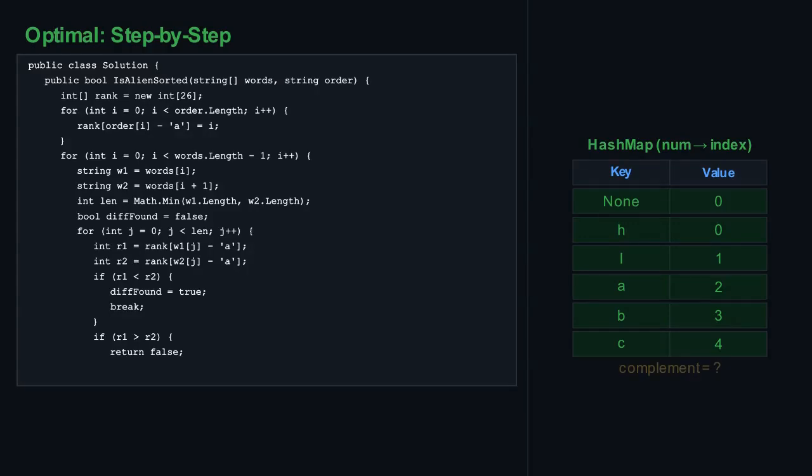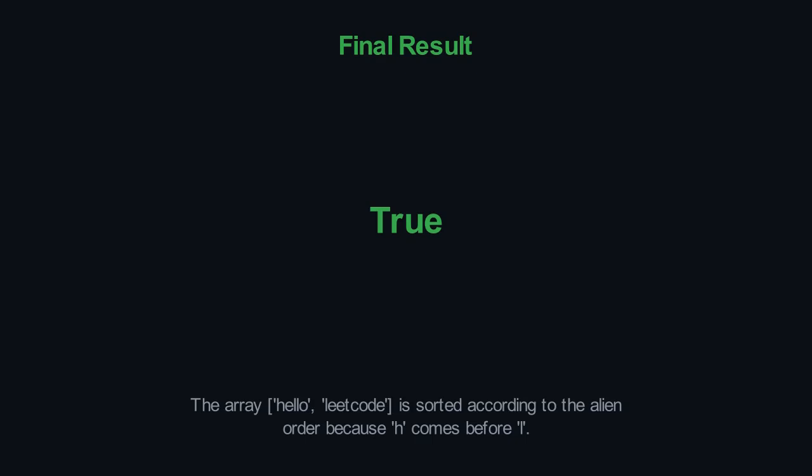Since we found a difference and it was in the correct order, we move to the next pair if there were any. Here, there are no more pairs, so we've confirmed the entire array is sorted. If, for example, H and H were compared, we'd move to the next characters E and E, then L and E. If L had rank 1 and E had rank 4, then L is less than E, so the order is correct. If L had rank 4 and E had rank 1, it's incorrect. For the example words, hello, LeetCode, and the given order, the algorithm correctly determines that the array is sorted. This is because H comes before L in the alien alphabet, fulfilling the sorting condition.